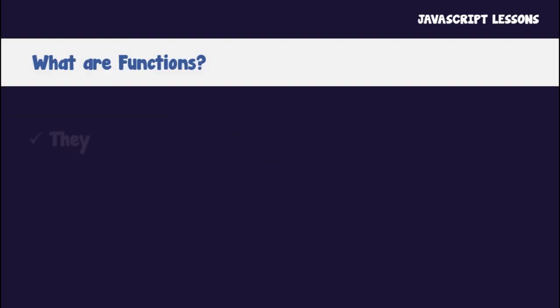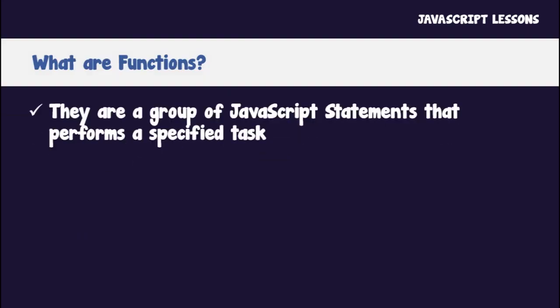Now, what are functions? Functions are a group of JavaScript statements that perform a specified task. The sole purpose of functions is to take some piece of code and make it perform a specific task, and to be able to reuse this piece of code as much as possible or whenever necessary.